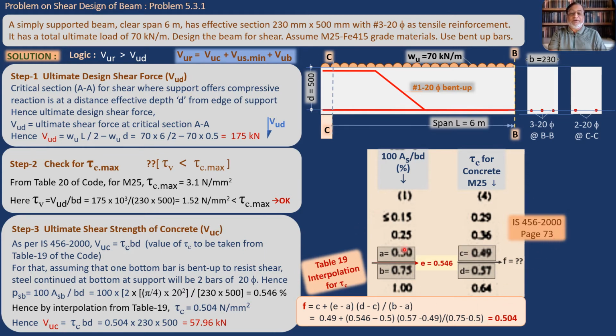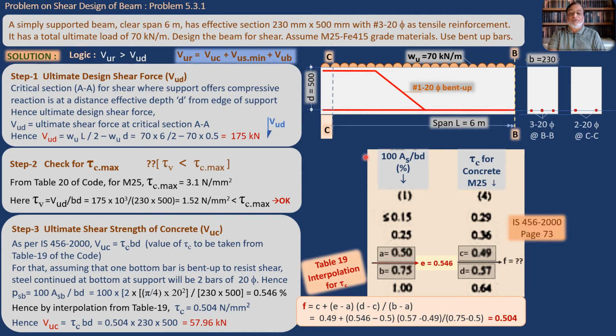This is the extract of IS 456-2000 table 19, page 73 of IS code. If we look here, we will see that there are 2 columns in table 19. The first column is the quantity 100 AS upon BD %. So we have to calculate this quantity for our beam, and for that quantity it will give us directly the value of tau C for concrete of grade M25. You have seen this table in the earlier video at full length. I have taken only one column, that is for M25 concrete. Similarly, there are other columns for M20, 25, 30, 35, 40 and so on. So in this video we are taking only the relevant part of that table.